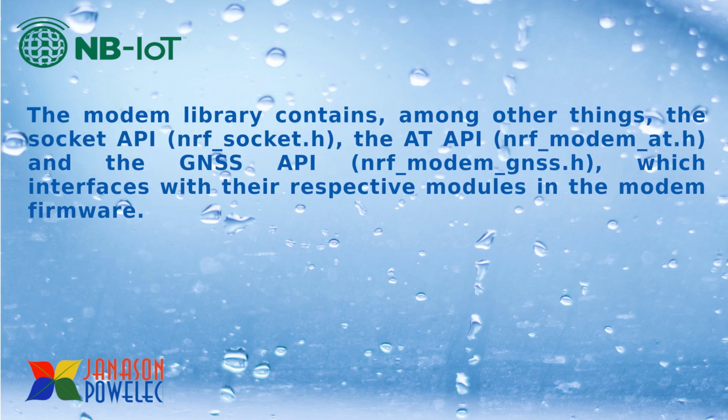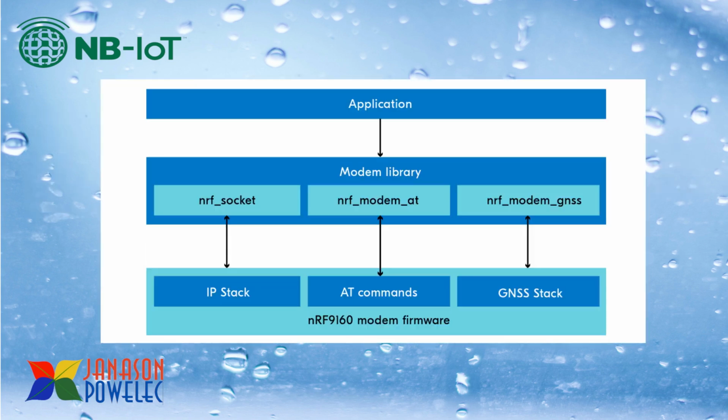The modem library contains, among other things, the socket API, the AT API, and the GNSS API, which interfaces with the respective modules in the modem firmware. So this is a pictorial representation of interfacing with the modem firmware.